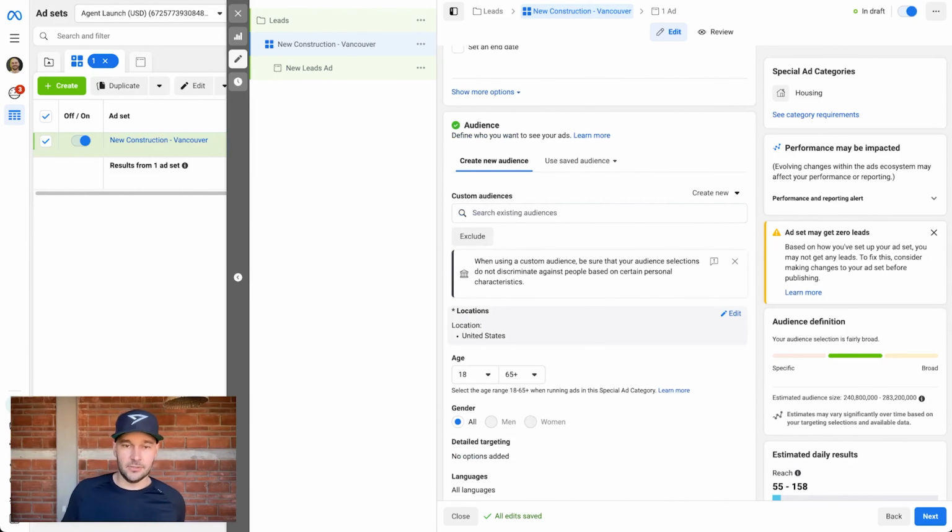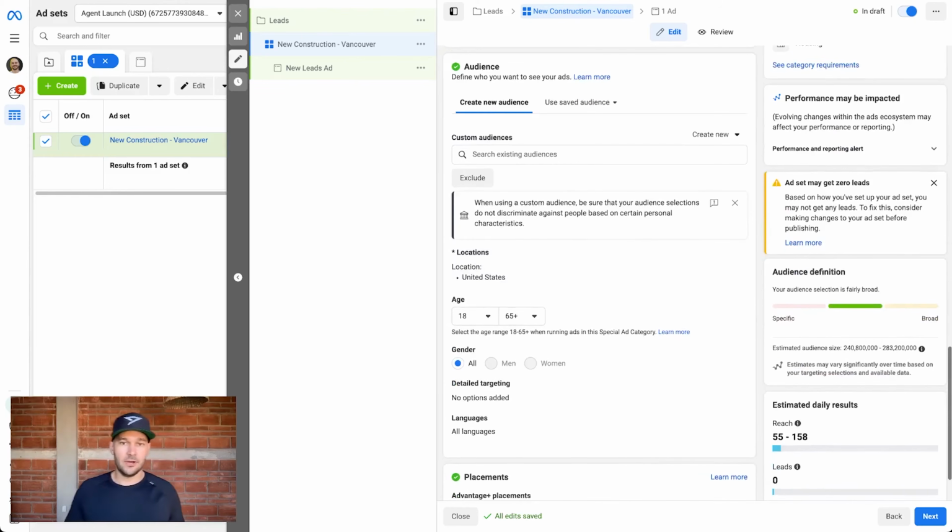Next is your audience. So basically the audiences are kind of complex. Before you even set up ads in the first place, especially if you're running to a website, you should have installed your Facebook Pixel on your website.